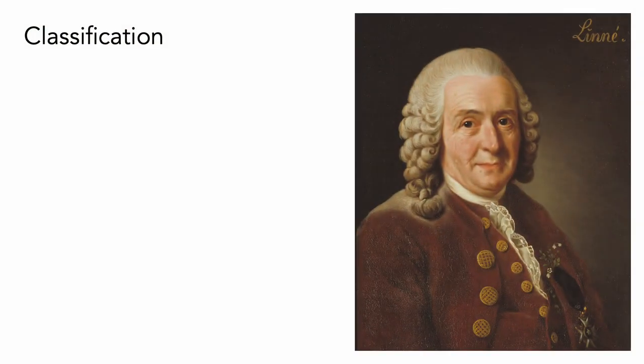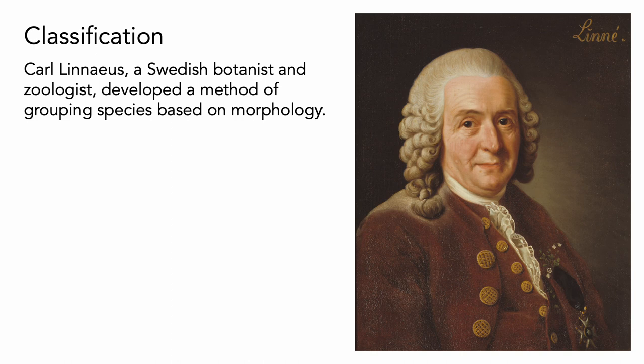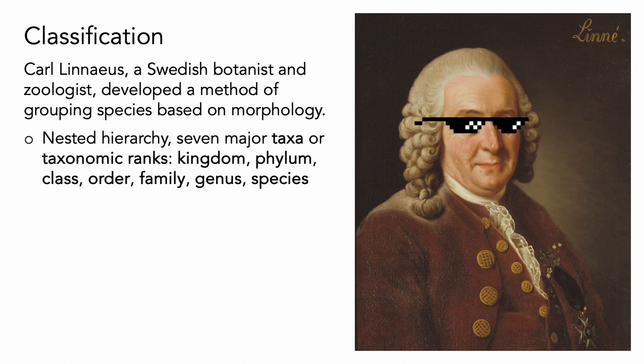Before we talk about animal diversity, and in particular, the major groups of invertebrate animals, we need to talk about this old guy in the powdered wig. Carl Linnaeus was a Swedish botanist and zoologist who developed a method of grouping species based on their morphology. Generally speaking, their physical appearance, their physiognomy, or just simple anatomy. Like a set of matryoshka, or Russian nesting dolls, each smaller group fits into progressively larger, more inclusive groups. Since Linnaeus published the first edition of his book Systema Naturae in 1736, taxonomists have recognized seven major taxonomic ranks: kingdom, phylum, class, order, family, genus, and species.